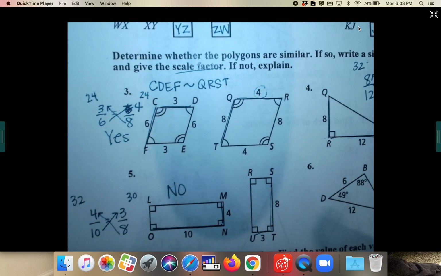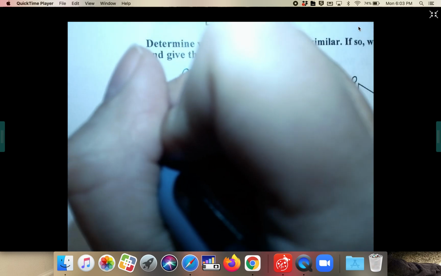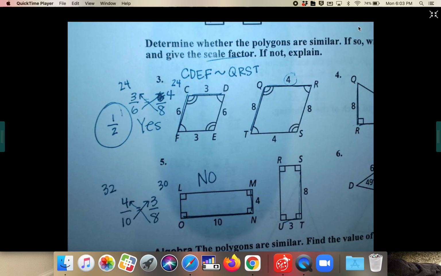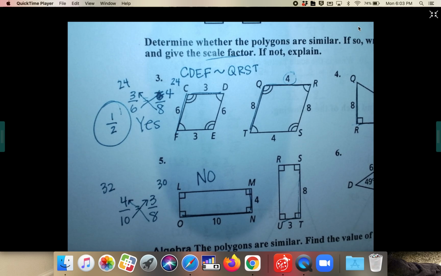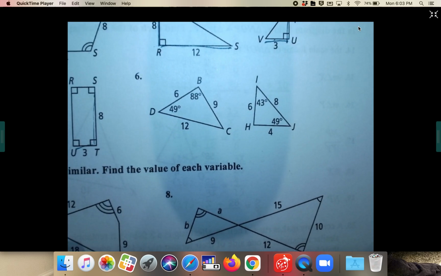Okay. Oh, this one actually said give the scale factor if it's true. So the scale factor is 1/2 in this one because they both simplify to 1/2. Sorry to jump around. Okay, I'm back to number 6. I'm done jumping around. All right, number 6.